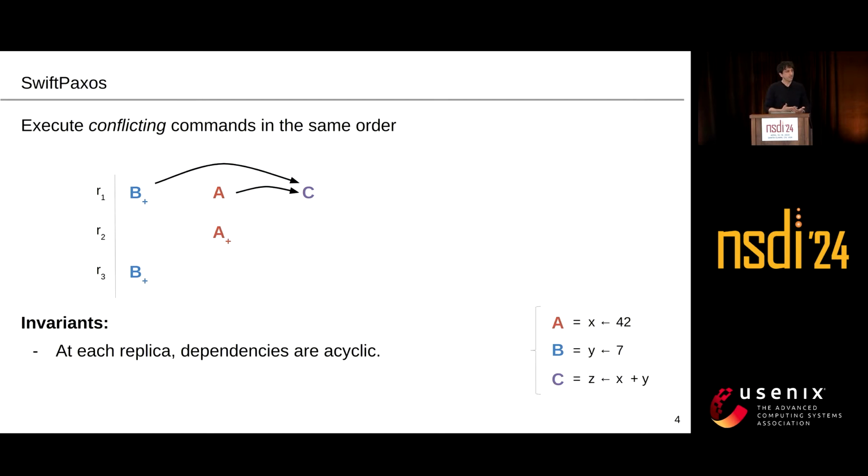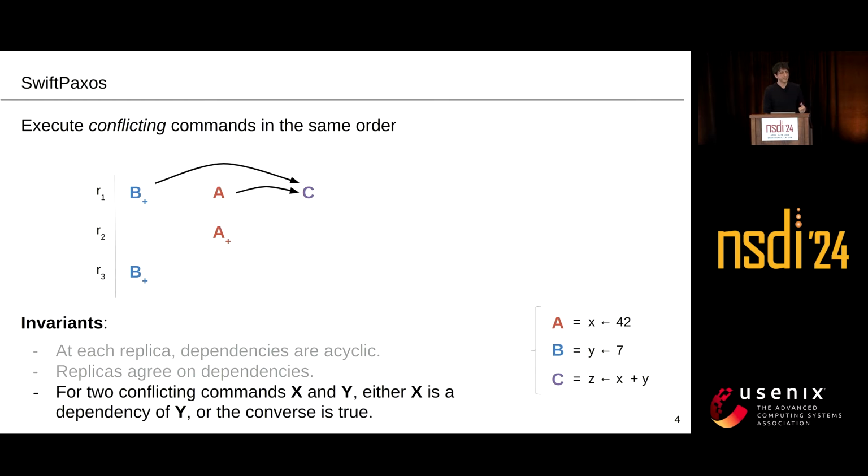There are three invariants in SwiftPaxos to ensure liveness and safety. The first invariant says that at each of the replicas, the dependencies are acyclic. This ensures liveness, that every command executed by a client eventually returns. The second property says that replicas agree on the dependencies. That is, for each command, they compute the same dependencies.